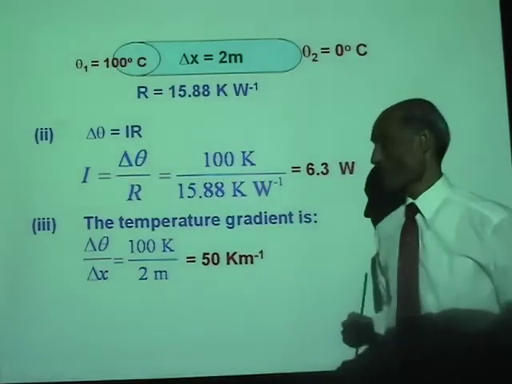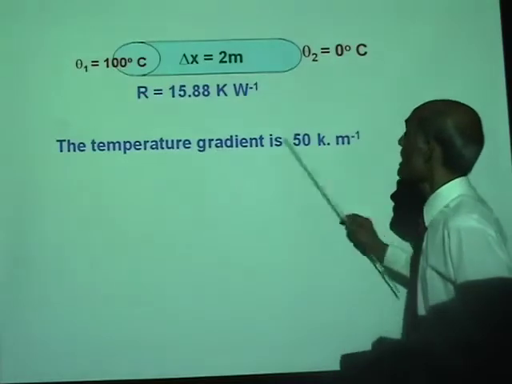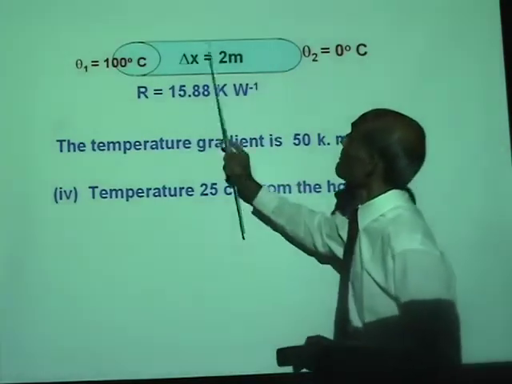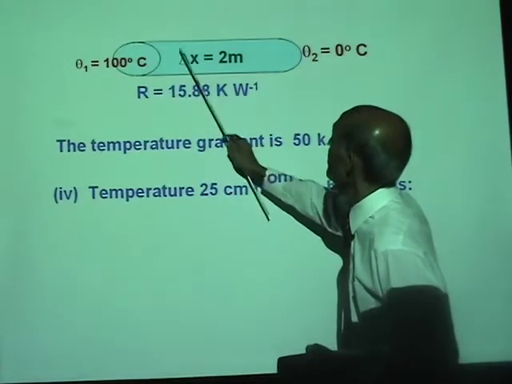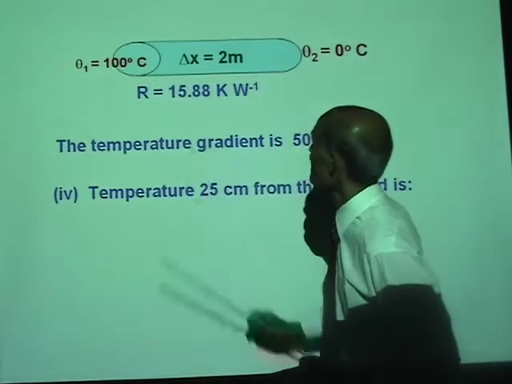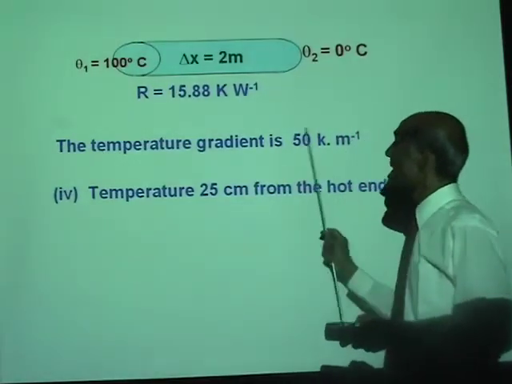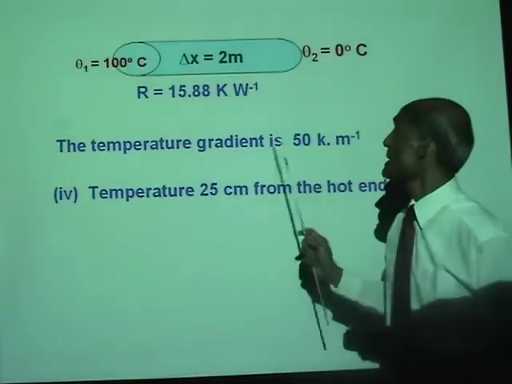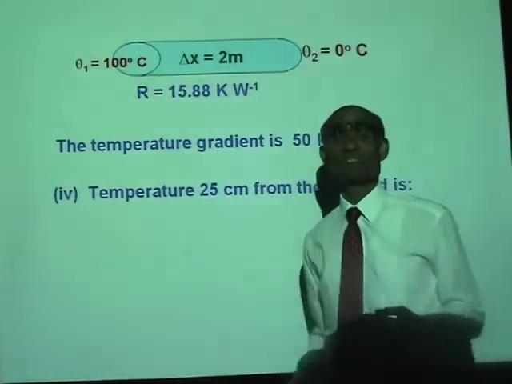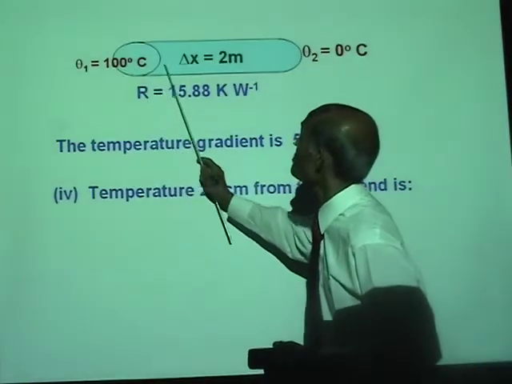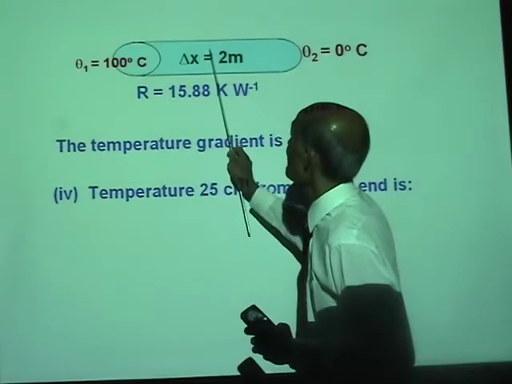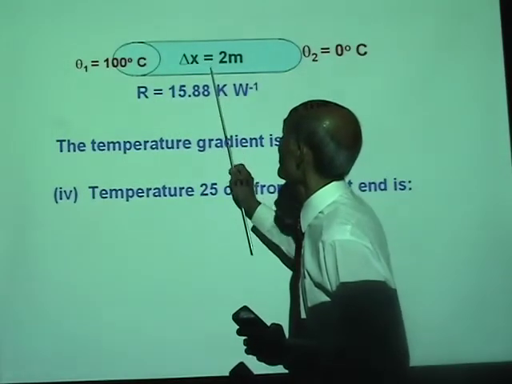What is the next thing we need to calculate? Well, the temperature gradient is this. We need to find the temperature 25 centimeter from the hot end. So, what is the temperature 25 centimeter from the hot end? This is 2 meter, and that is 1 meter. So 25 centimeter will be somewhere here. Now tell me, what is the temperature gradient? 50 Kelvin per meter. What does it tell you? It means for every meter you go, the temperature will fall by 50 Kelvin. So, if you go from here to 1 meter, the temperature will fall by 50 degrees Celsius. So, what will be the temperature at the middle of the rod? 100 minus 50, that will be 50 degrees Celsius.